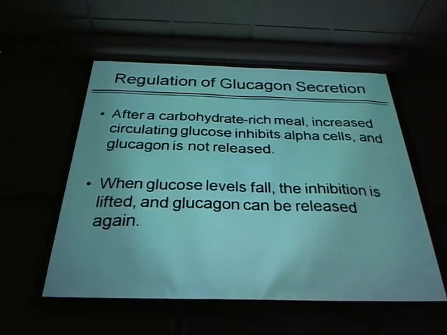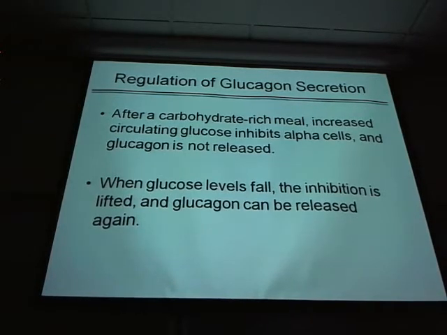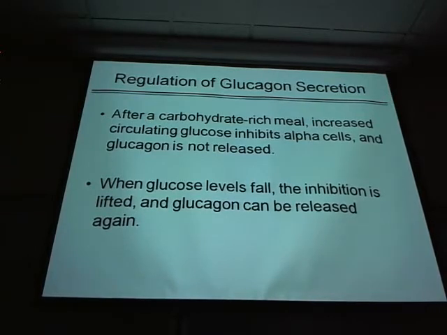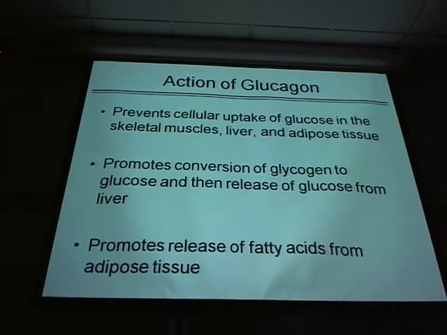Regulation of glucagon after a carbohydrate-rich meal. Glucagon is not released. Glucagon is released from the alpha cells in order to free up sugars. If you don't need the sugar, you don't need the glucagon. When the glucose level falls, the inhibition is lifted and glucagon again is released. Glucagon prevents the cellular uptake of glucose, promotes conversion of glycogen to glucose, and releases glucose from the liver.